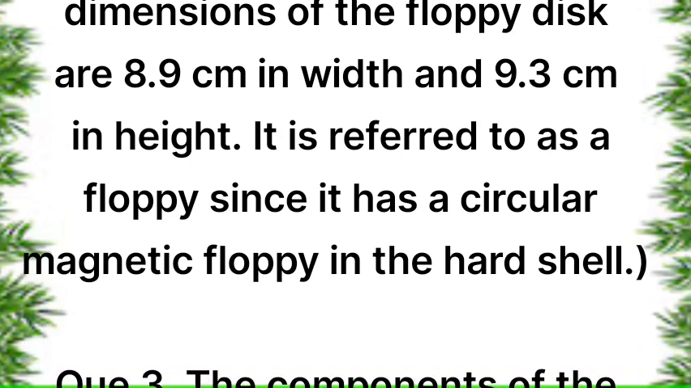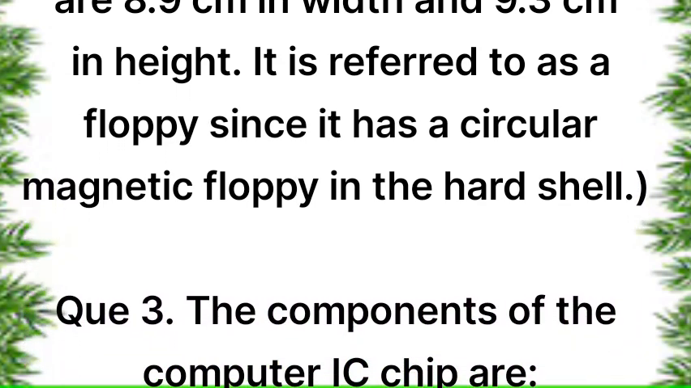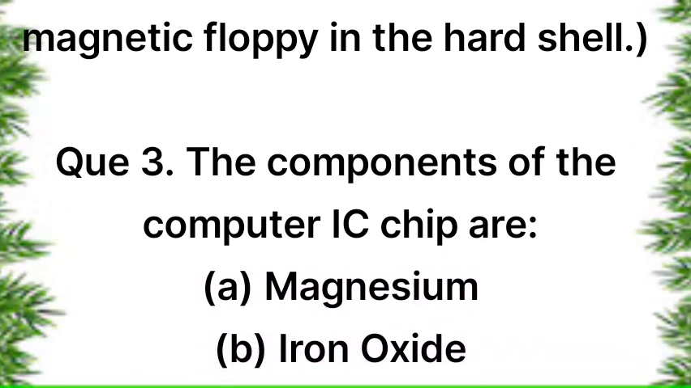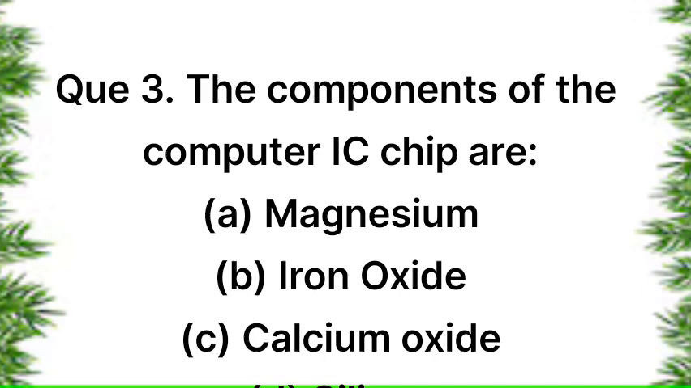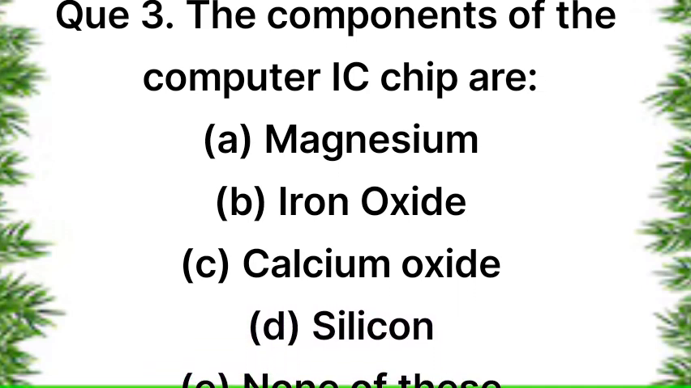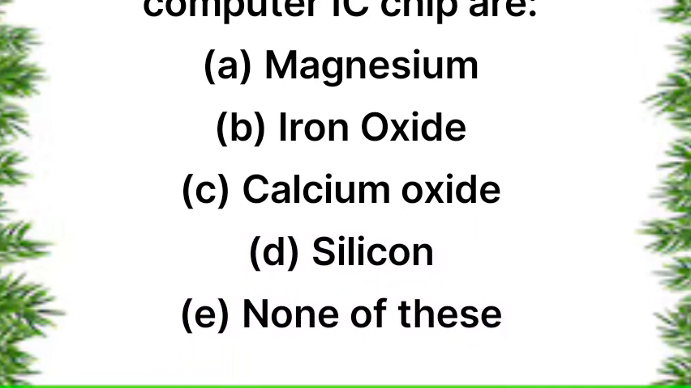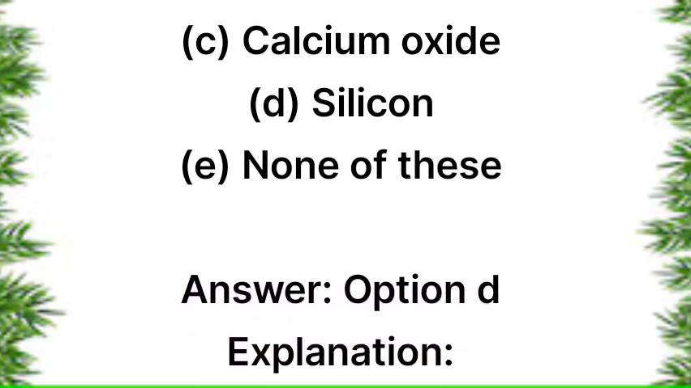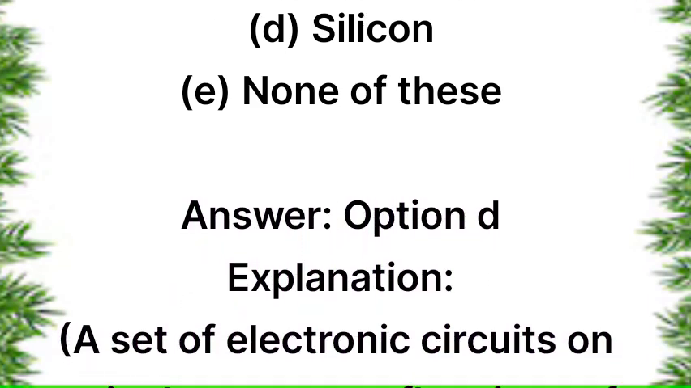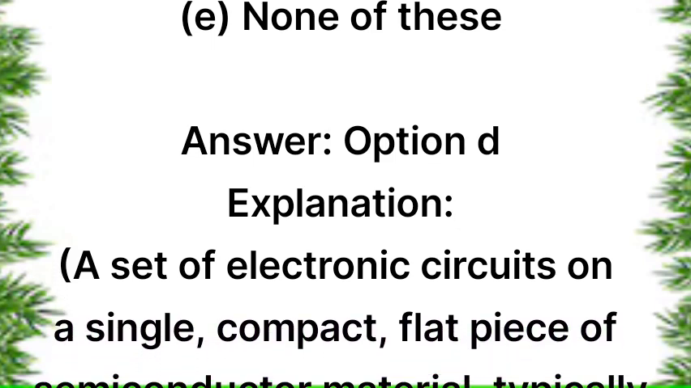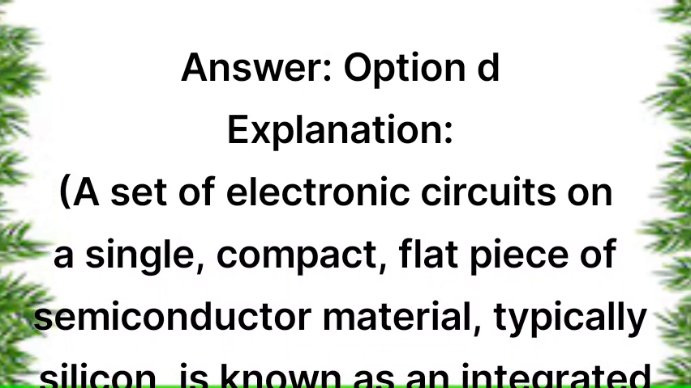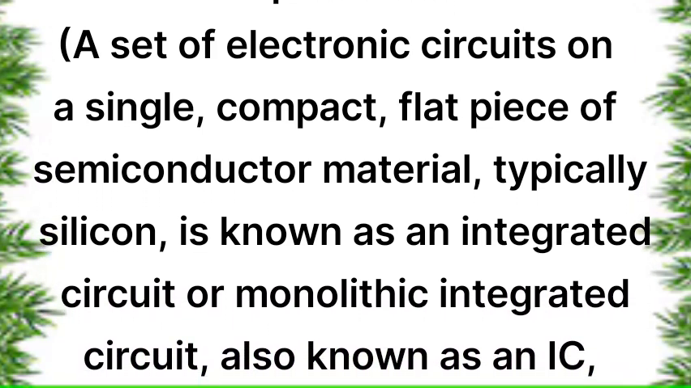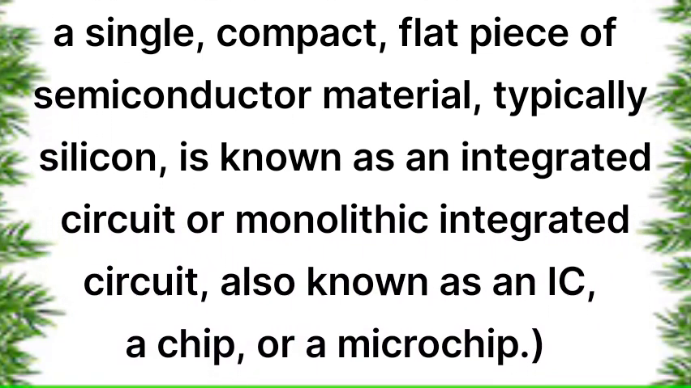Q3. The components of the computer IC chip are: A. Magnesium, B. Iron oxide, C. Calcium oxide, D. Silicon, E. None of these. Answer: option D. Explanation: a set of electronic circuits on a single, compact, flat piece of semiconductor material, typically silicon, is known as an integrated circuit or monolithic integrated circuit, also known as an IC, a chip, or a microchip.